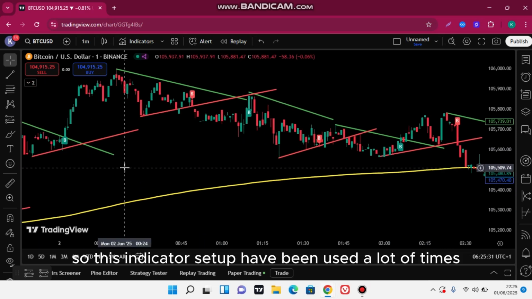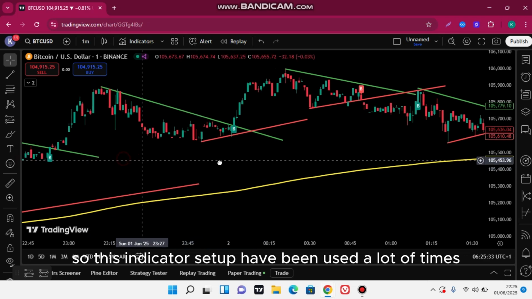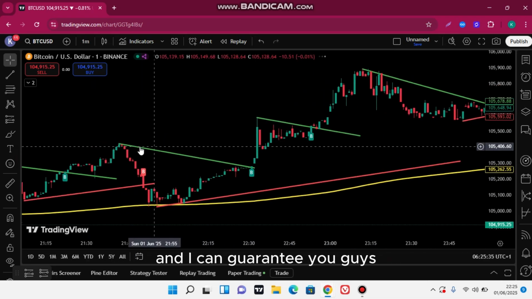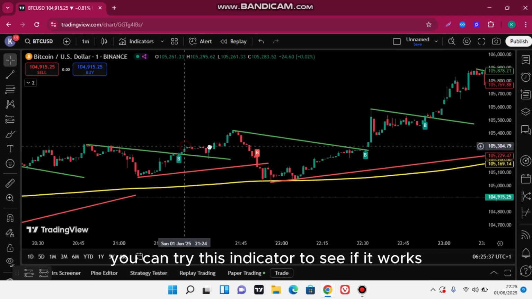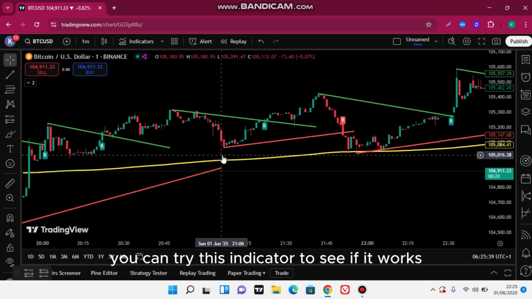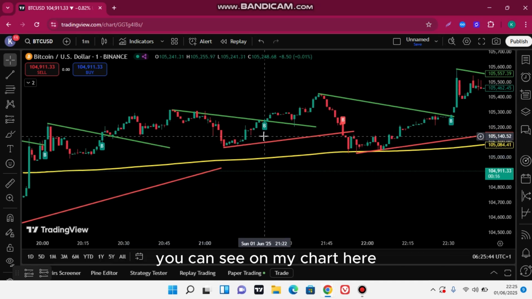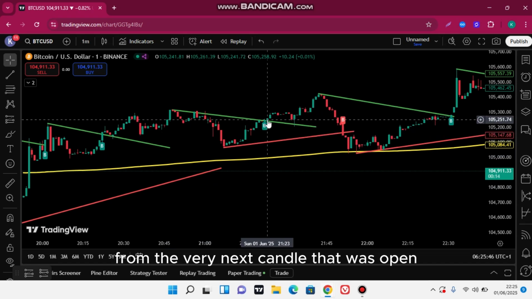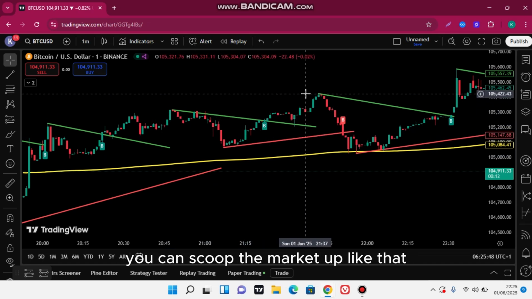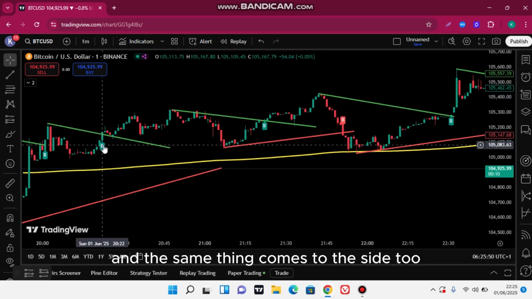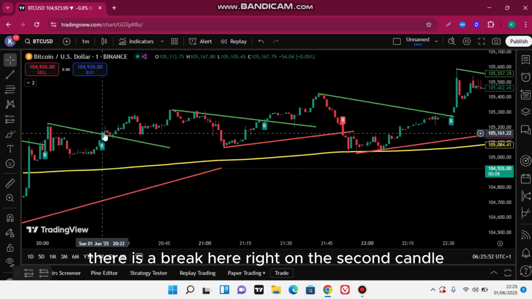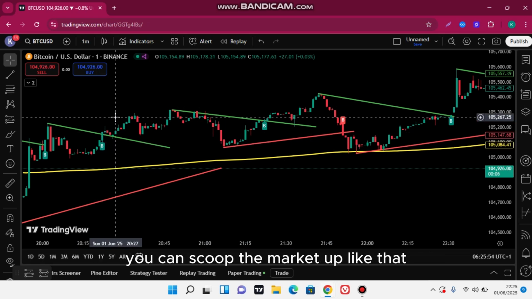So this indicator setup has been used a lot of times, and I can guarantee you guys, you can try this indicator to see if it works. You can see it has been working from everything you can see on my chart here. There's a break here. From the very next candle there is an open. You can scoop the market up like that, and the same thing goes to the other side too. There is a break here. Right on the second candle, you can scoop the market up like that.